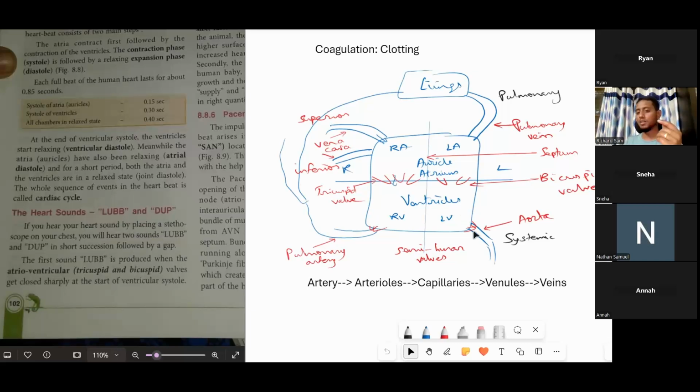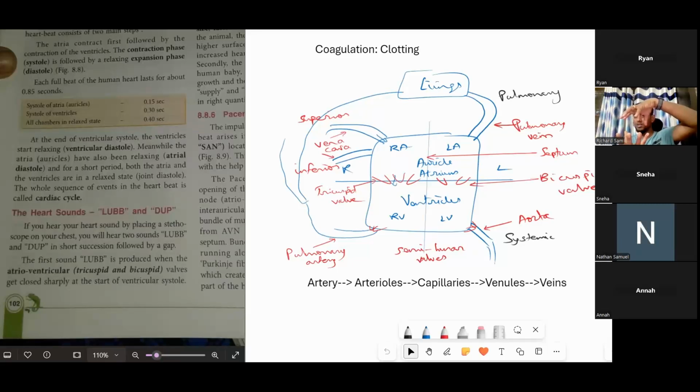From the left ventricle, the blood goes into the aorta, and from the right ventricle, the blood goes into the pulmonary artery. Now the ventricles will relax. When the ventricles relax, the blood from the arteries tries to go back into the heart. So that time these two valves, the semilunar valves, close, and they make that second sound, the dub sound. Understand?